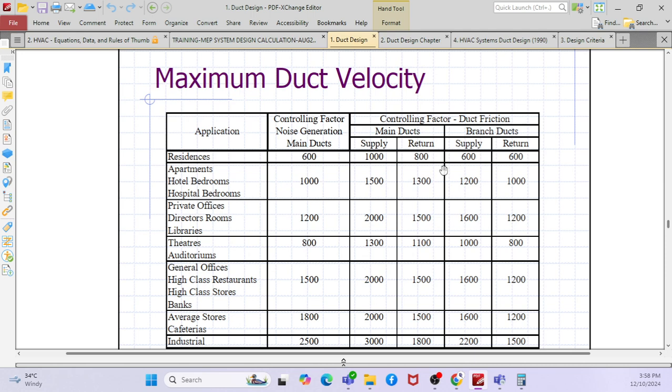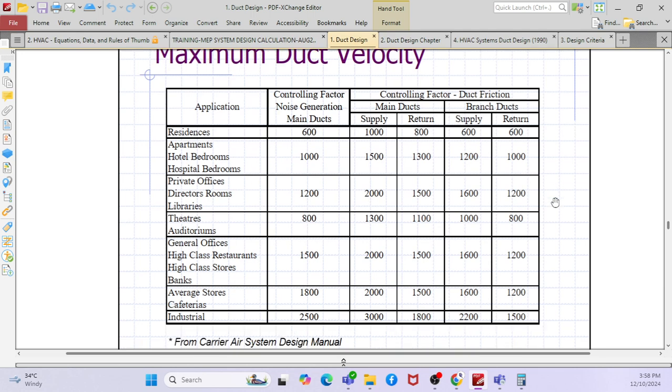You cannot say it is a rule of thumb, but this is the velocity based on research. Say for example, if it is a private office, you can start from 2000 to 1200 FPM. If you talk about average stores, you can start from 2000 FPM to 1800 FPM. So this is the velocity table basically.